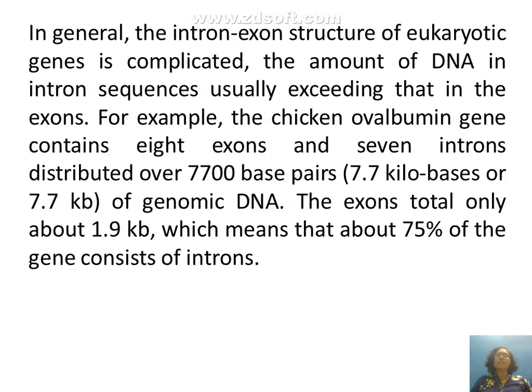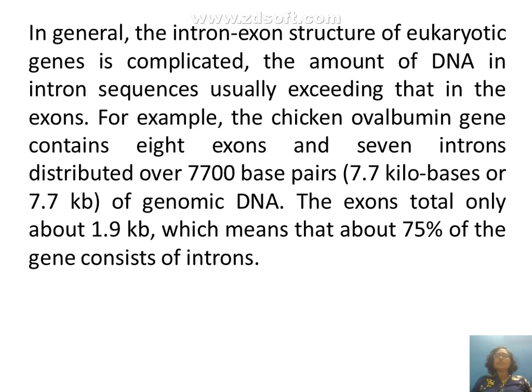In general, the intron-exon structure of eukaryotic genes is complicated. The amount of DNA in intron sequences usually exceeds, meaning it is much longer than, that in the exons. For example, the chicken ovalbumin gene contains 8 exons and 7 introns. As we have seen, the ovalbumin gene has 7 introns and 8 exons over the coding region.